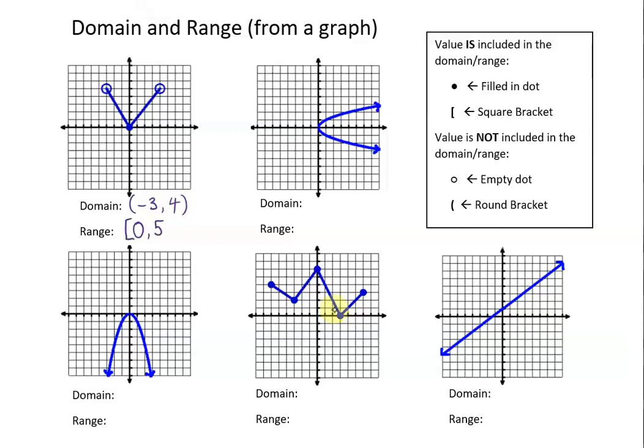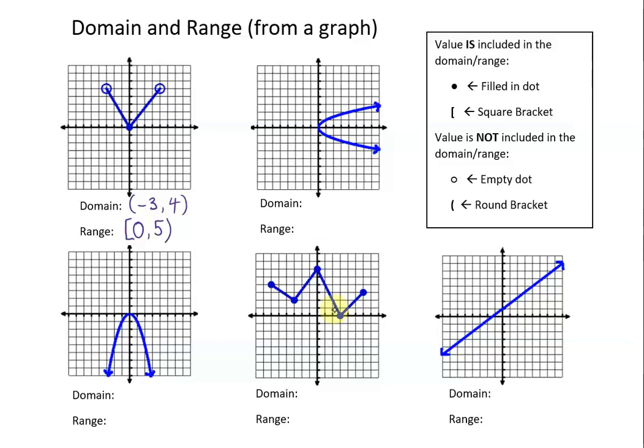Now, because that's that empty dot, 5 is not included in our range. We get really, really close to 5, but we never actually make it to the point 5. So the maximum value in our range would be 4.999999999 forever and ever, but 5 is not included in the range, so we use a round bracket to indicate that.